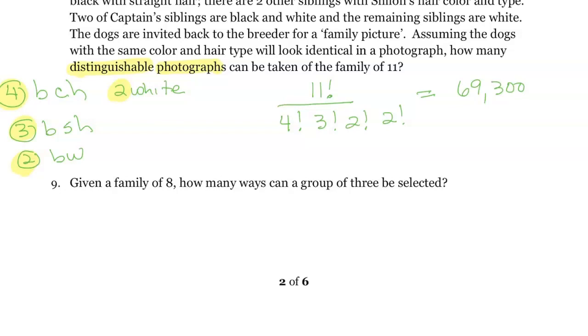Okay, so next one. So given a family of 8, how many ways, it's not a probability, can a group of 3 be selected? So they're not any special groupings. So it's going to be 8 choose 3, and I got 56. Okay, we're going to keep going.